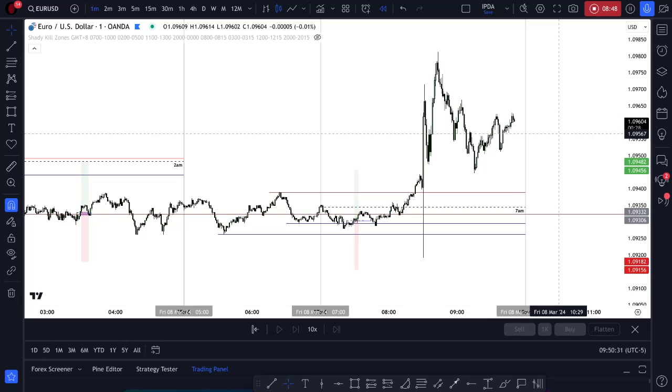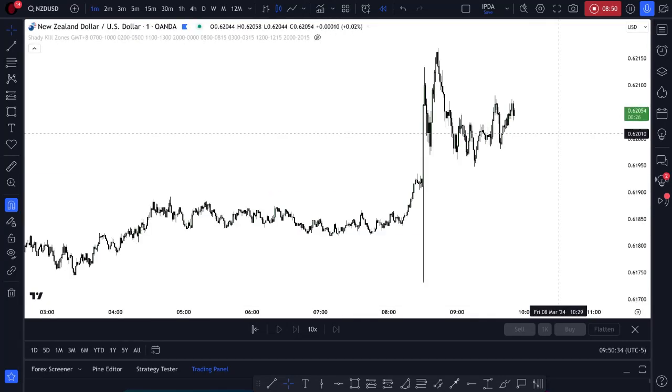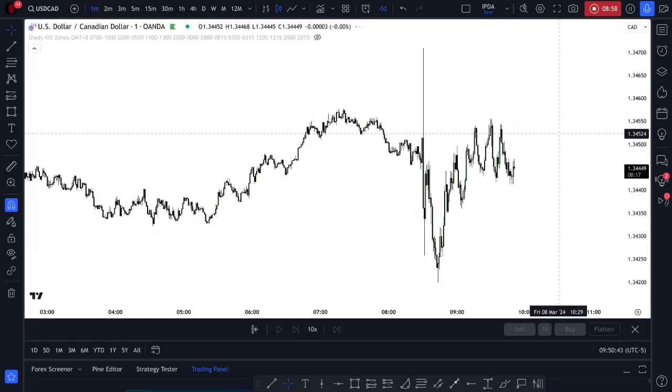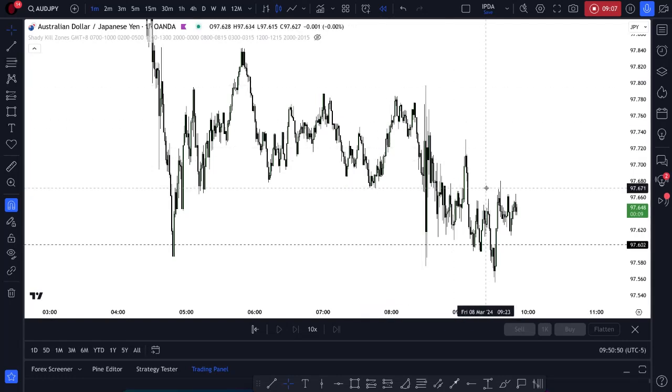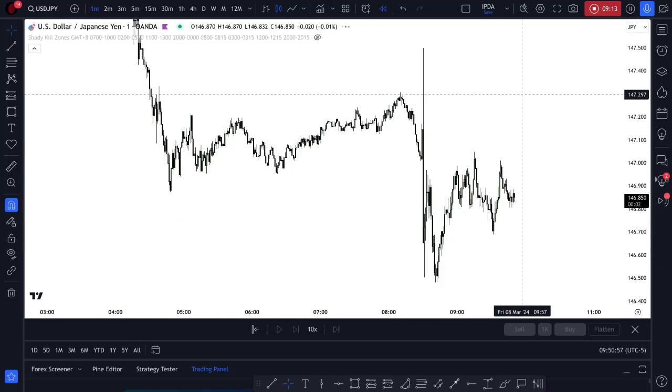Let's just take a look. NU up. And I'm not even watching NU that closely. I just know based on what EU did, NU is most likely doing the same thing. UCAD going down, right? There was a fake move to the upside and then a decline. AJ going down because when dollar goes down, yen increases in strength. So we're going to see the yen crosses go down most likely.